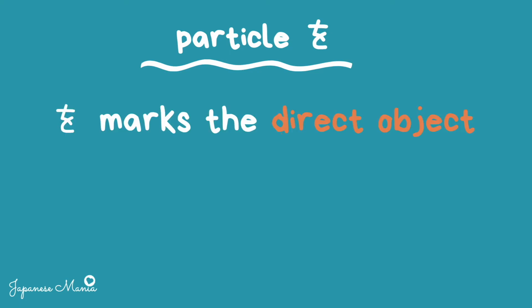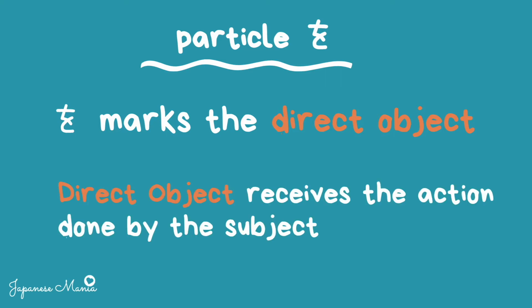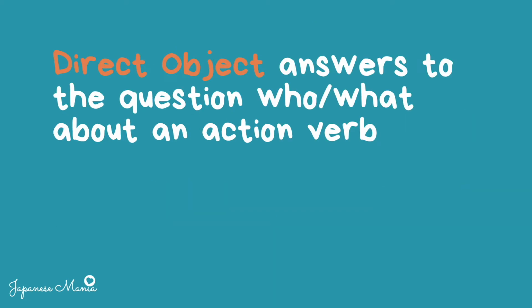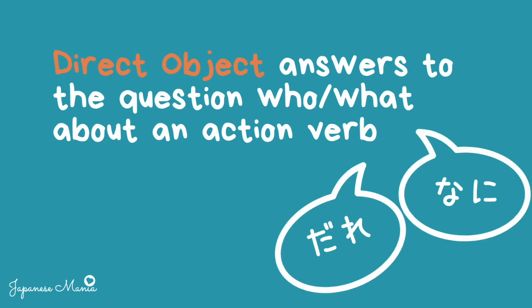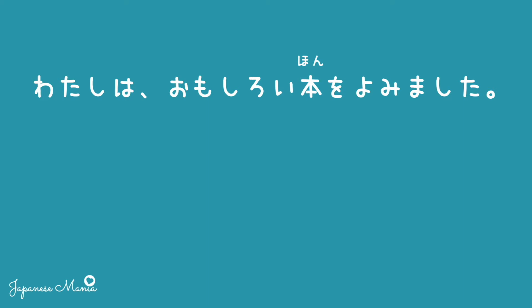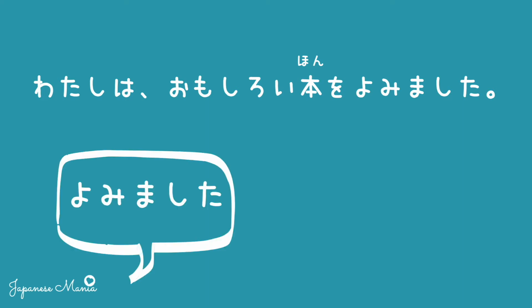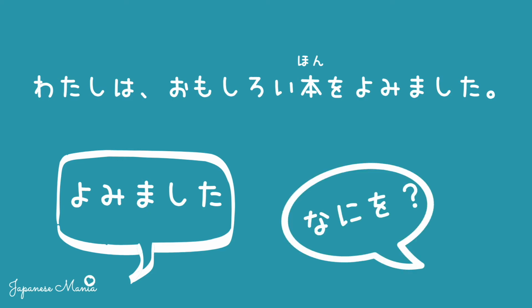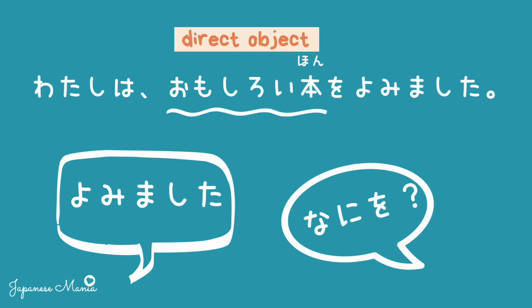You guys already know that the primary function of particle o is to mark the direct object of a transitive verb. The direct object is the one who receives the action which is done by the subject. In other words, it answers the question what or who about an action verb. For example, 私は面白い本を読みました。私は読みました。So you want to ask the question, what? 何を？面白い本。So 面白い本 is your direct object here.